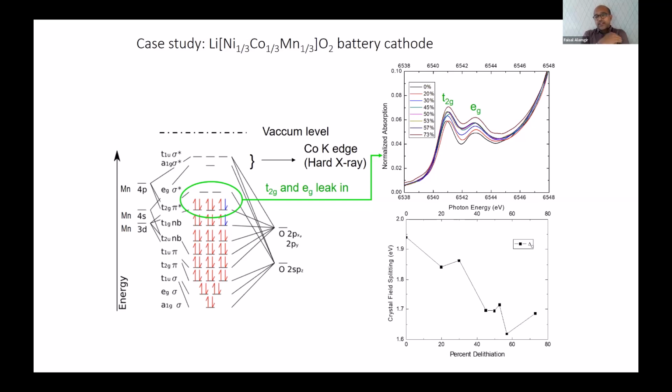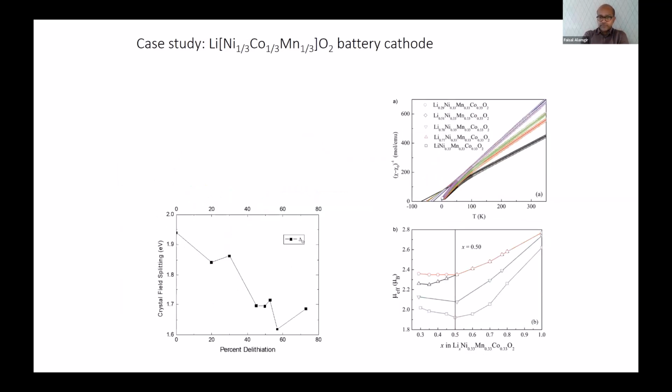So we try to use this as a proxy for the entire structure. We don't have a direct measurement of the crystal field splitting from the nickel and cobalt point of view, but we're trying to use the manganese as a guide.